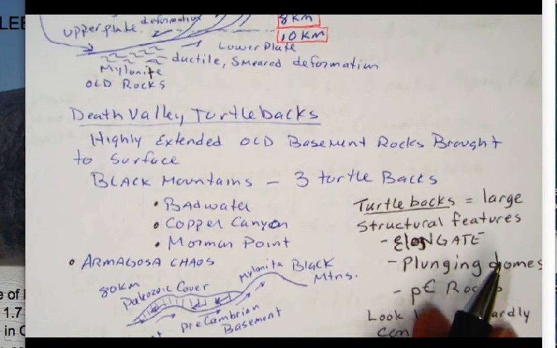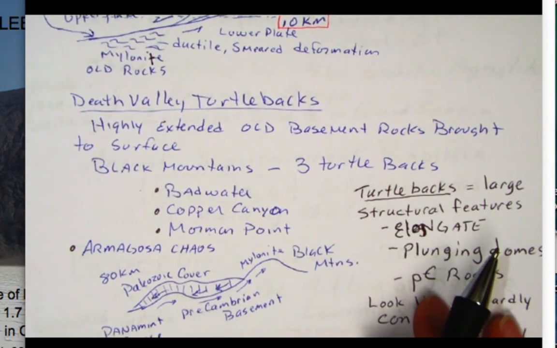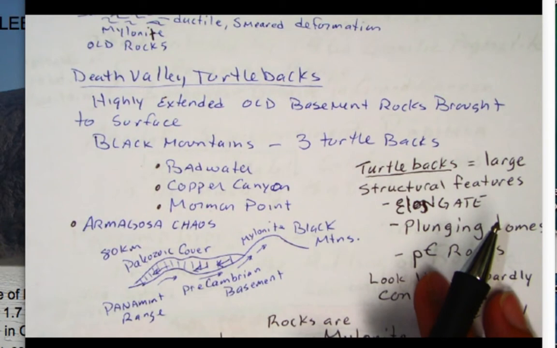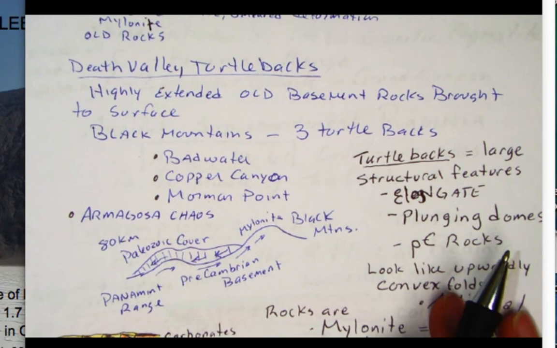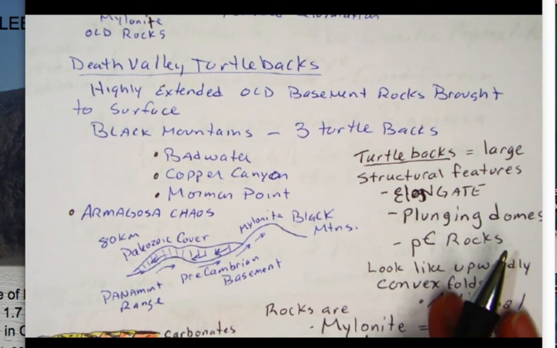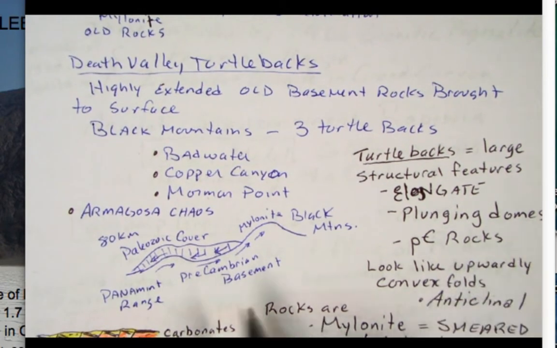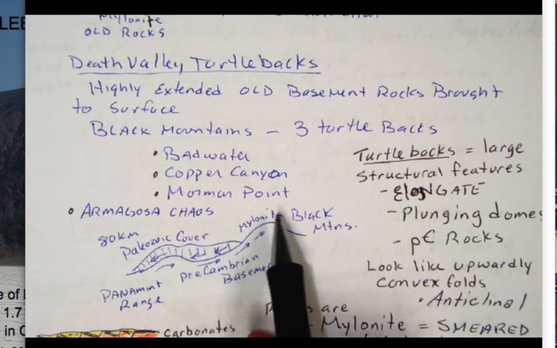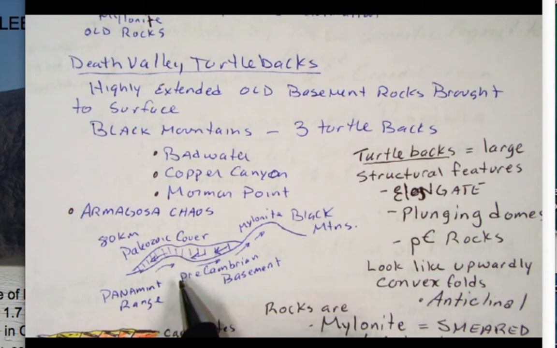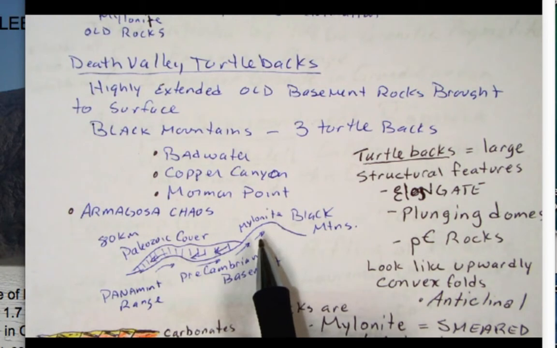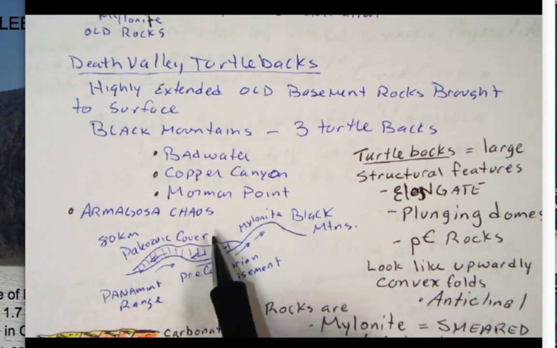Also, in the Death Valley region, a little bit to the northeast, there's this place called the Amargosa Chaos, because when geologists first looked at it, it's riddled by faults and folds, but it also seems to be another one of these turtleback structures where the Paleozoic cover has been removed, stripped away, right? And so you're bringing up this Precambrian basement and exposing it to the surface. So there's a couple of regions where we see these turtleback structures: the Black Mountains, and over here at the Amargosa Chaos.